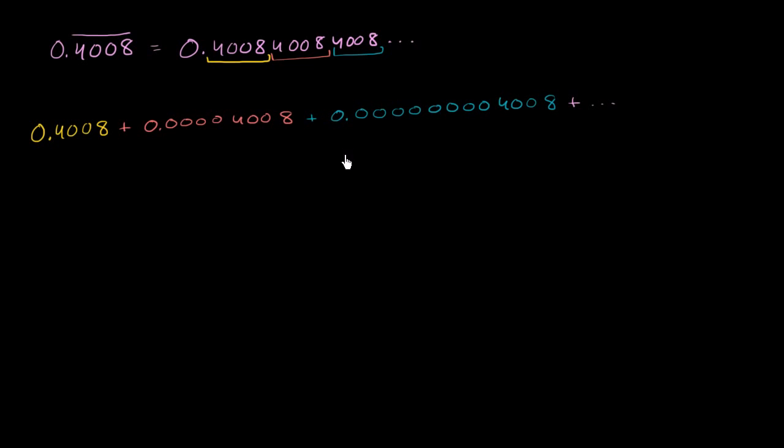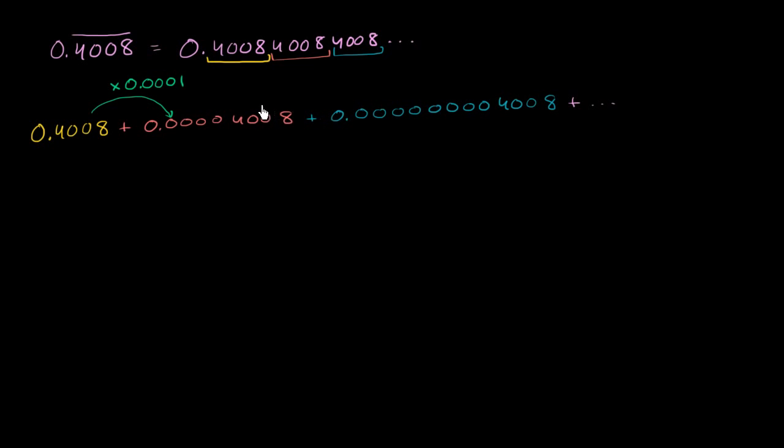Well, in order for it to be a geometric series, to go from one term to the next, you must be multiplying by the same value, by the same common ratio. So what are we multiplying when we go from 0.4008 to this one right over here, where we add 4 zeros before the 4008? Well, we move the decimal 4 spots to the left, so we're multiplying by 10 to the negative fourth, or you could view it as we're multiplying by 0.0001. 10 to the negative 1, 2, 3, 4.